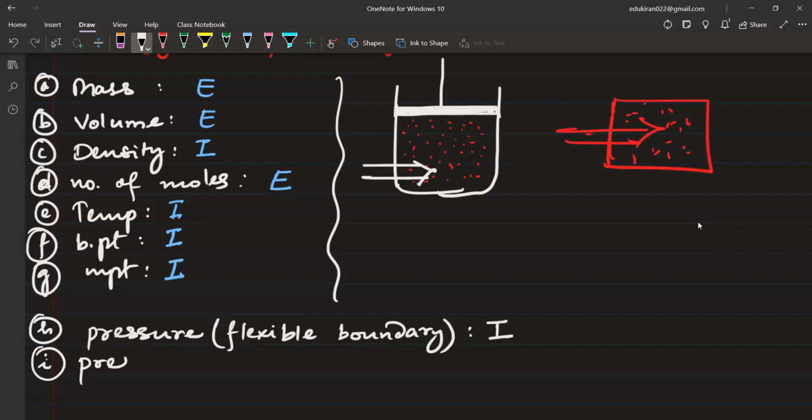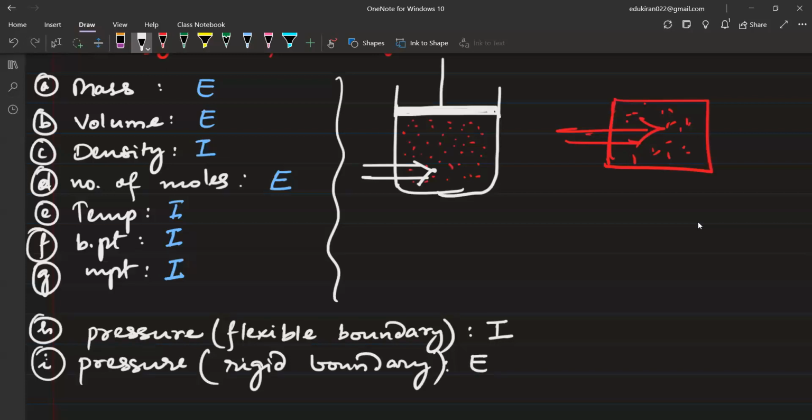But if I measure pressure in a rigid boundary, then it is going to be extensive, because the pressure will increase as I am adding more and more gas molecules. Okay? So please write this down. Let me know once you're done.